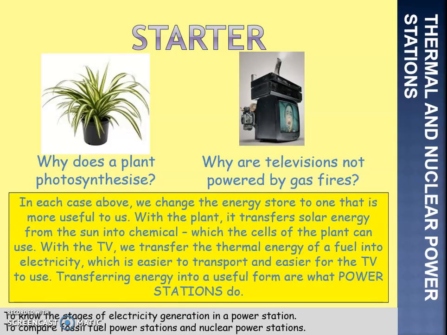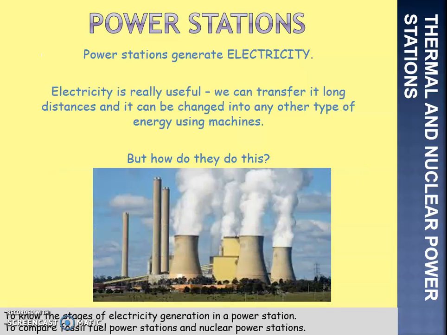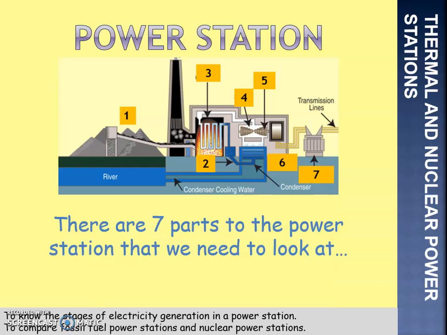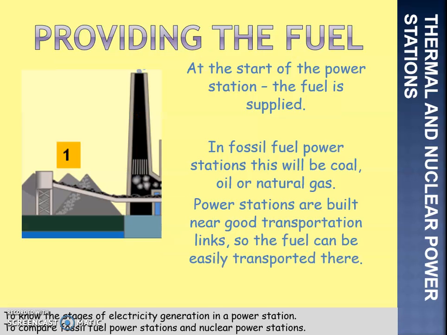Transferring energy into a useful form is what power stations do. Power stations generate electricity, and electricity is really useful to us. We can transfer it long distances and it can be changed into any other type of energy using machines. But how do power stations do this? What are the details of how they do it? There are 7 parts to the power station that we need to look at. 7 of them are detailed there.